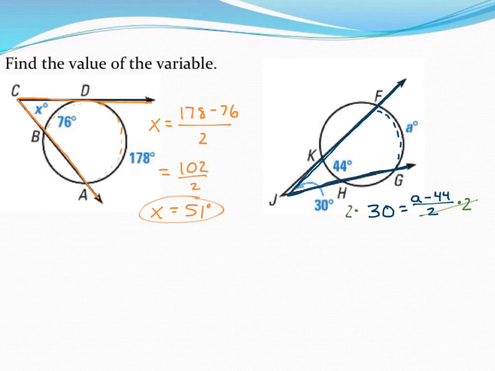Multiplying and dividing by 2 cancels out, so those are gone. On the other side, I have to multiply that together. 2 times 30 is 60. And then all that's left is A minus 44. So to solve this equation, I'll add 44 to both sides and find out that my missing arc is 104 degrees.